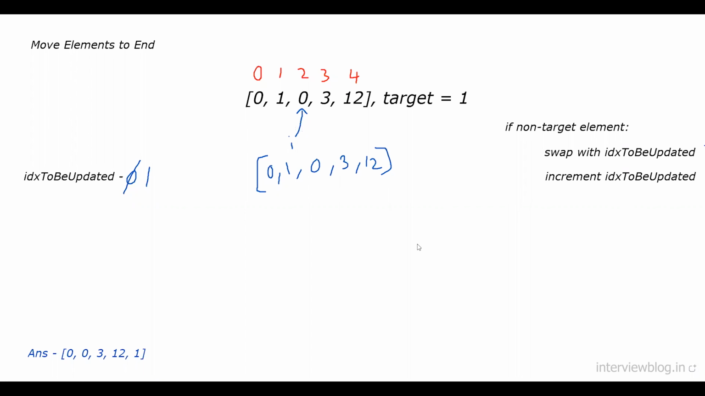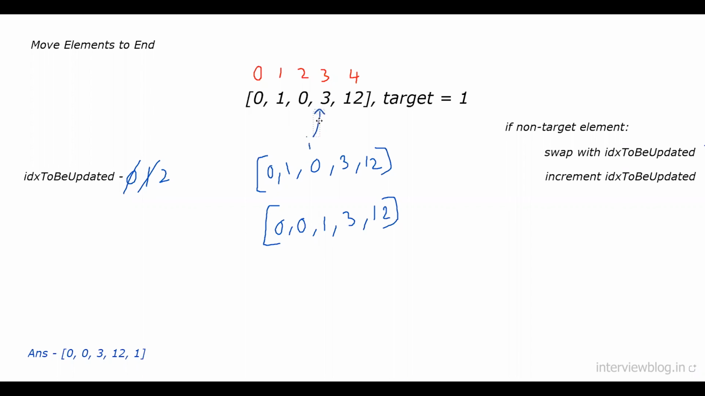Now I'll be checking if the element that is present in the ith index, which is 2, is equal to the target element. Since 0 is not equal to 1, we will be swapping the element that is present in the ith index with the element that is present in the index to be updated pointer. So after the swap, the resultant array would be 0, 0, 1, 3, and 12. Now we will be incrementing our index to be updated pointer from 1 to 2. Then we will continue to traverse the input array.